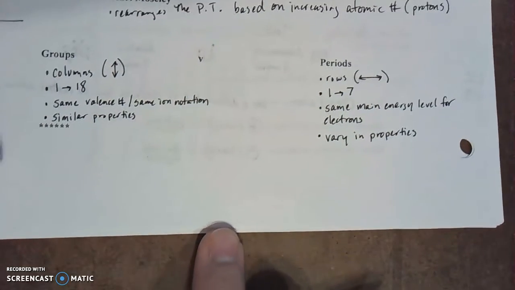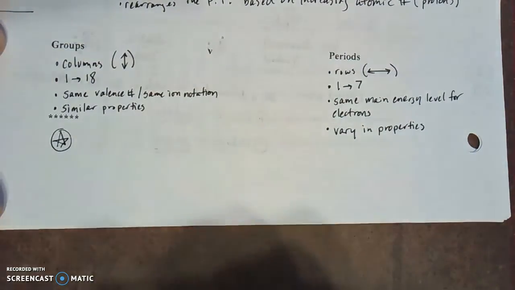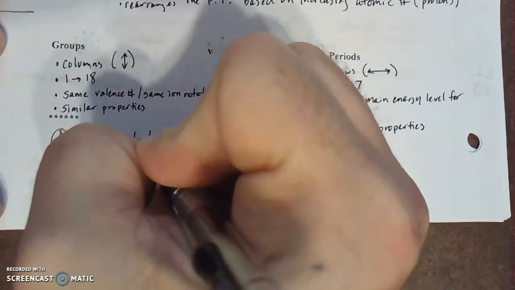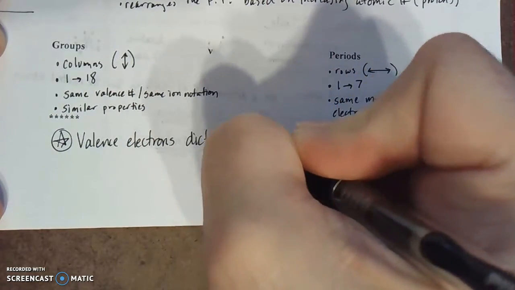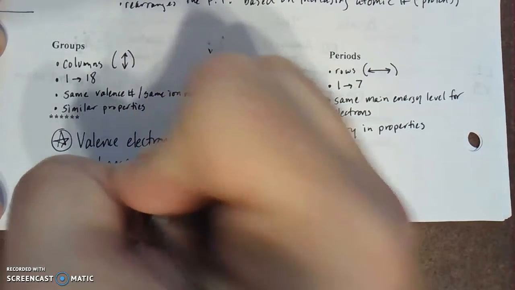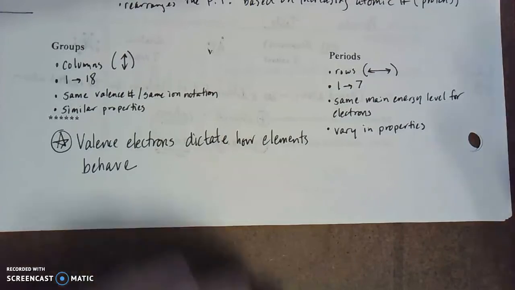So from that, we can conclude one thing, and this is pretty important, and it kind of ties into our first lesson, that valence electrons dictate how elements behave. And that is an important thing. The valence electrons dictate how elements would behave. But we had one other thing that dictated what an element is. And we'll tie that in here in a second.